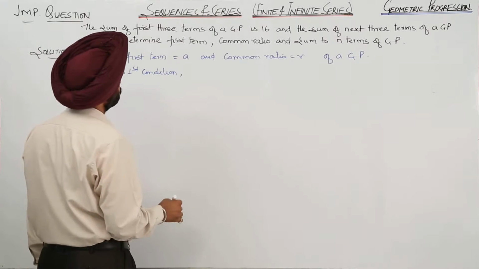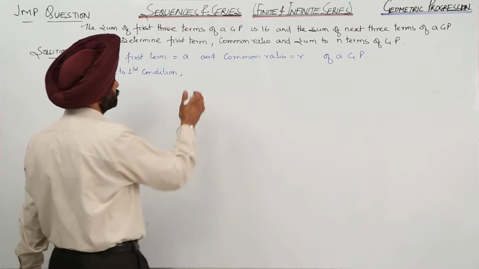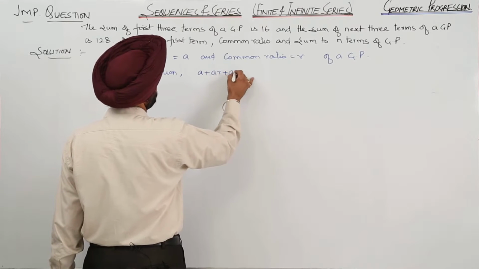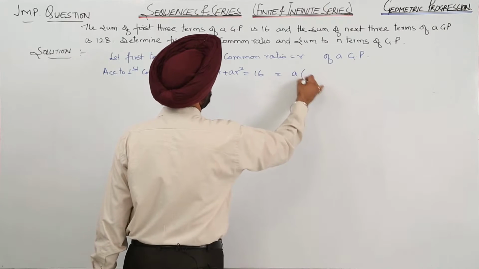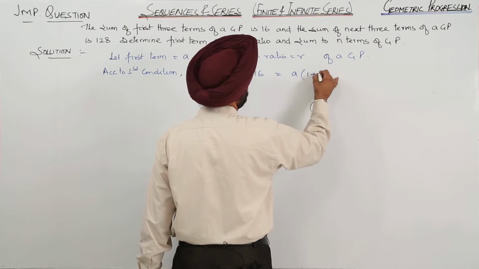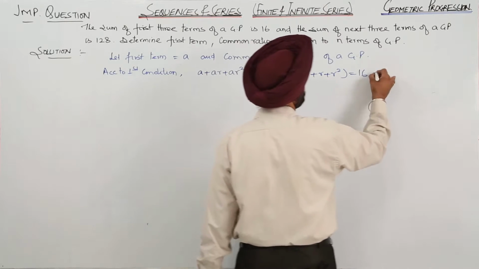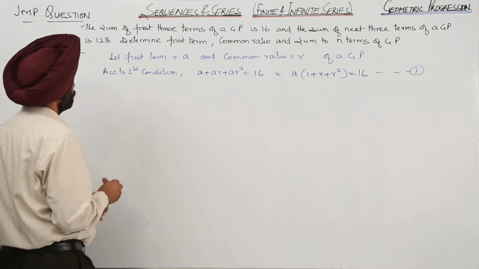Now what they have given? The sum of the first three terms of a GP is 16. So, A plus AR plus AR square is equal to 16. So, taking A common, A(1 plus R plus R square) is equal to 16. Equation 1. Okay.